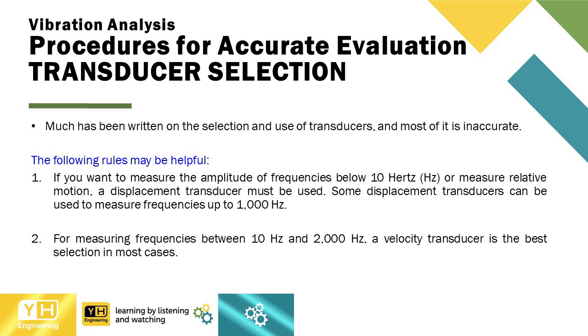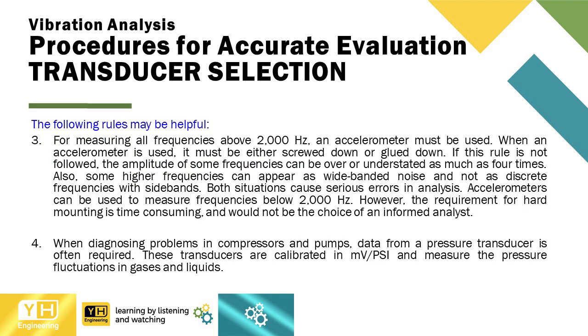Number 2, for measuring frequencies between 10 Hz and 2000 Hz, a velocity transducer is the best selection in most cases. Number 3, for measuring all frequencies above 2000 Hz, an accelerometer must be used.